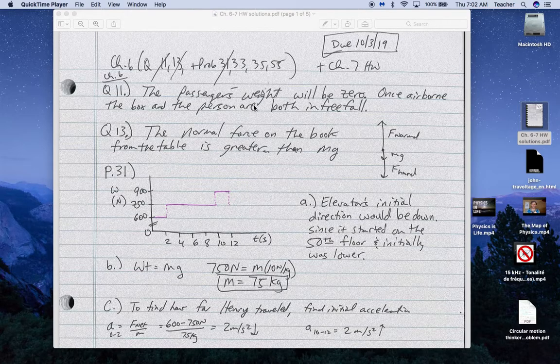As soon as someone's launched, their weight's going to be zero, because they're in free fall, unless there's another force acting on them. But could be no normal force. Otherwise, again, they're not in free fall.